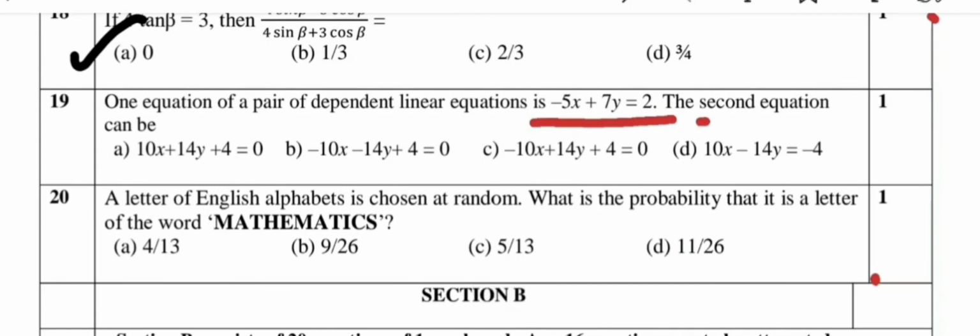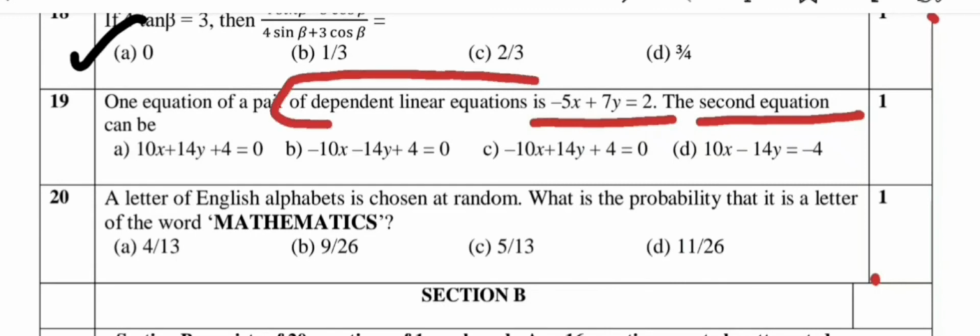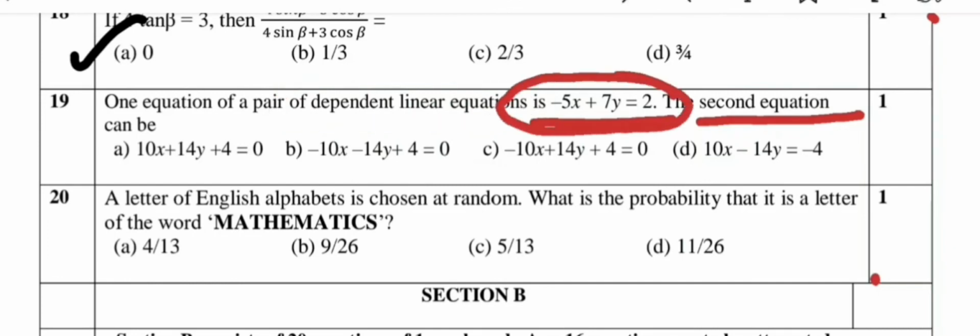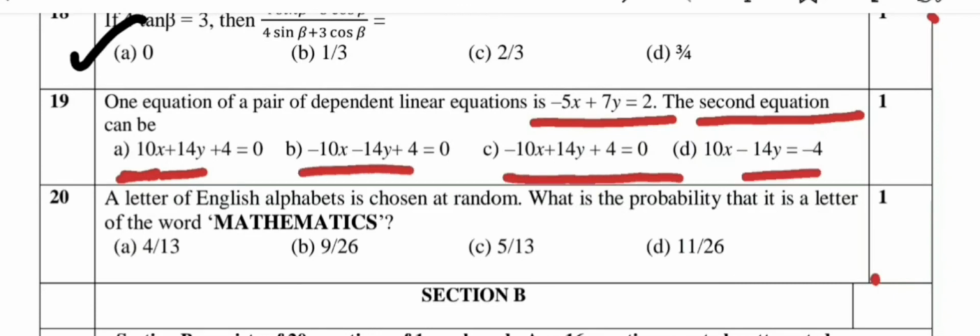Next question. One equation of a pair of dependent linear equations is this. The second equation is... Now one of the equations is given to us. We have to find the second equation which forms a pair of dependent linear equations. Now first of all you should know what a dependent linear equation is. Another linear equation which I can make from this linear equation will be dependent on it. So how can we make it?